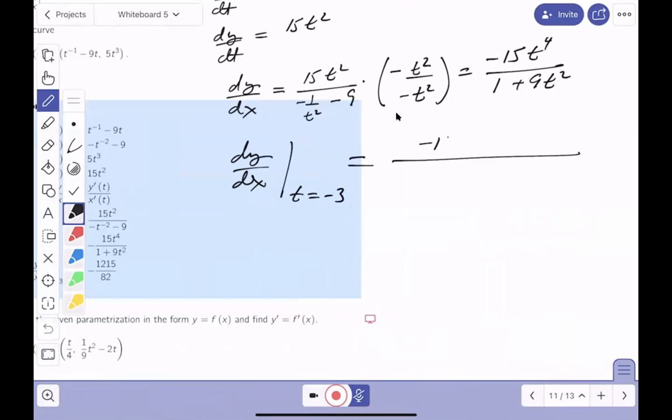Well, minus 15 and minus 3 to the 4th power is 81. And what do you get on bottom? You would get 1 plus, well, that's 9 times 9, which is 81. So what do you get over here? 82. The top, you get minus 810 and 405. That's 1215, right?